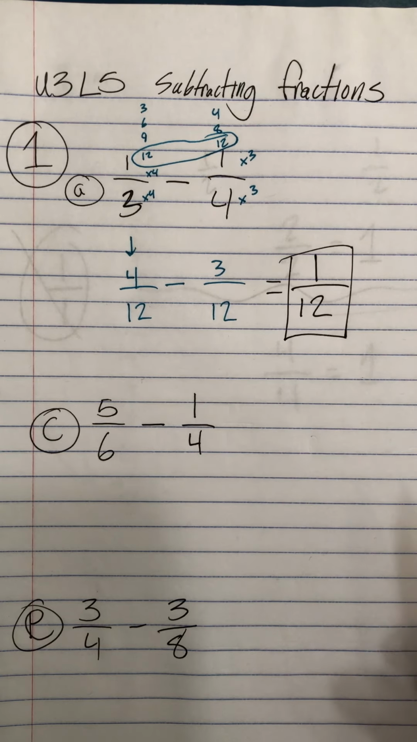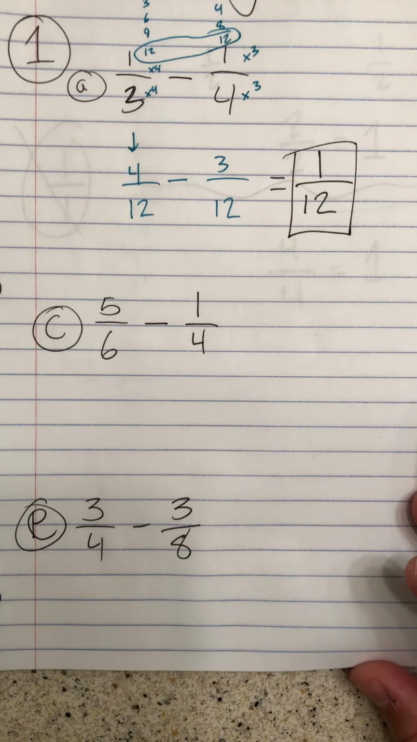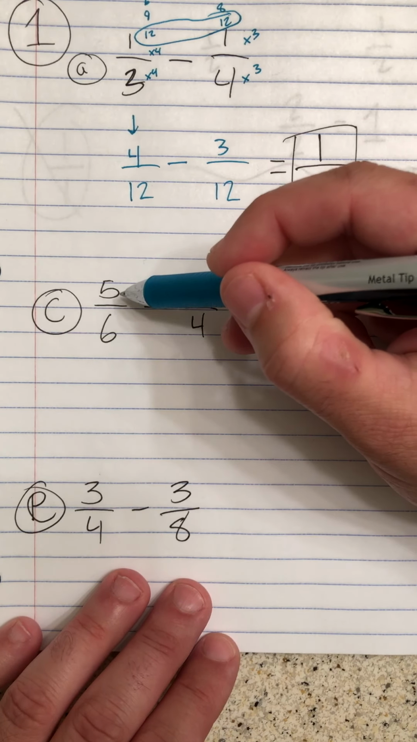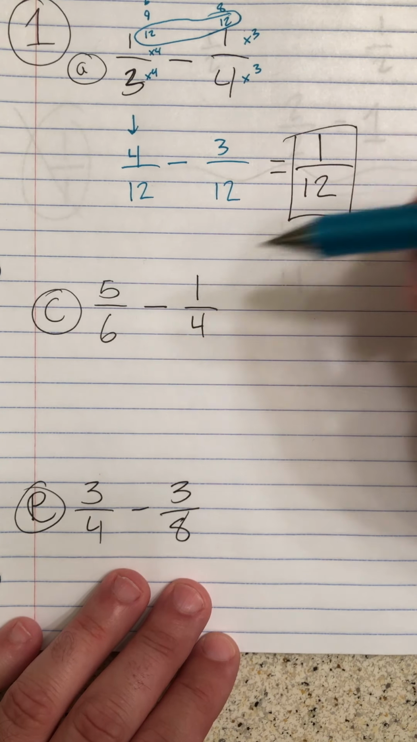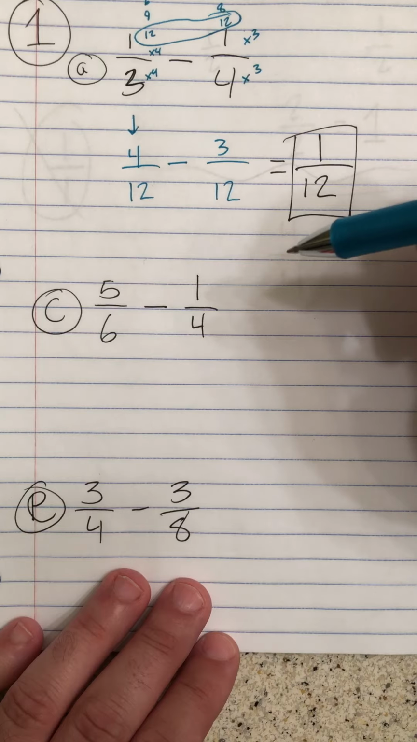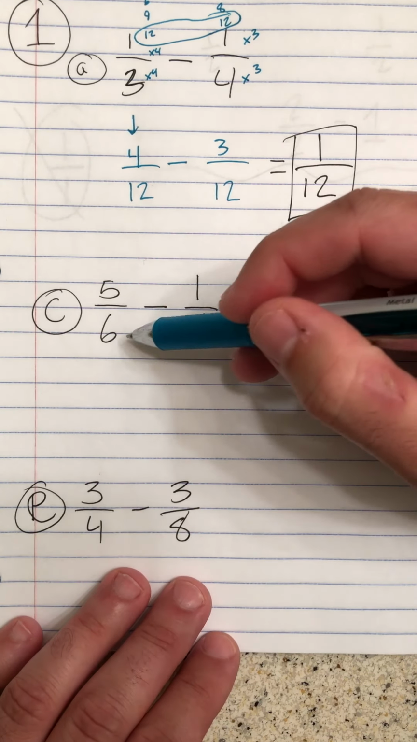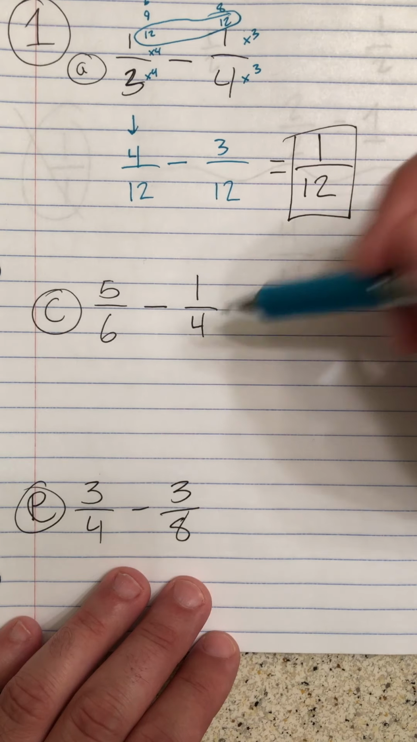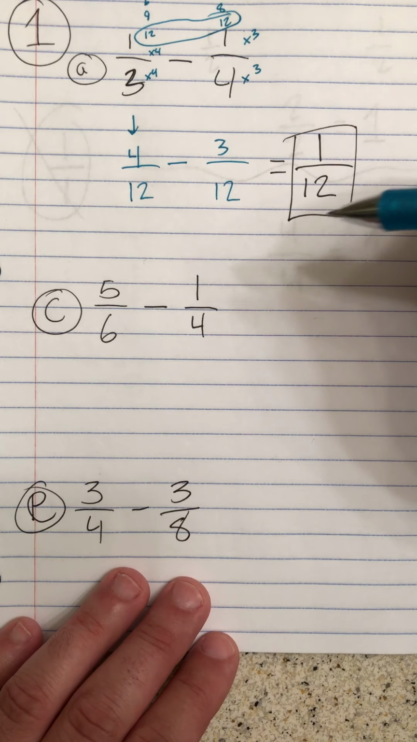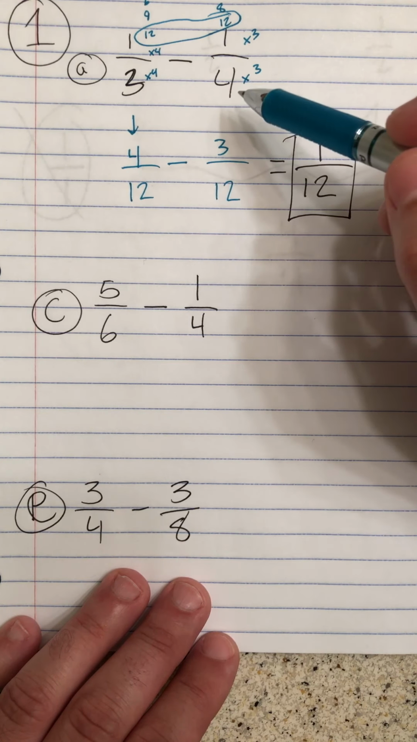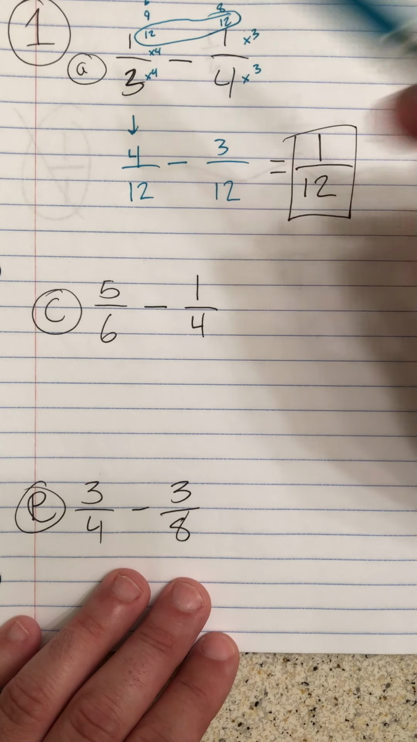Okay? Let's take a look at letter C here. Scooch this up a little bit. Okay, we have 5/6. Let's kind of hate that word, sixths. Minus 1/4. Okay, again, these denominators are not the same. But, like this one up here, we multiplied this side by 4. We multiplied this side by 3.